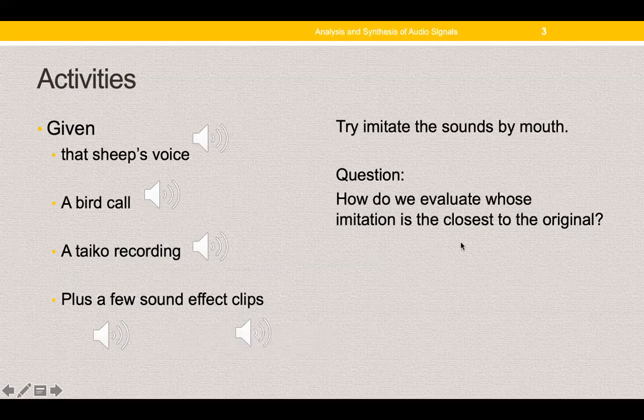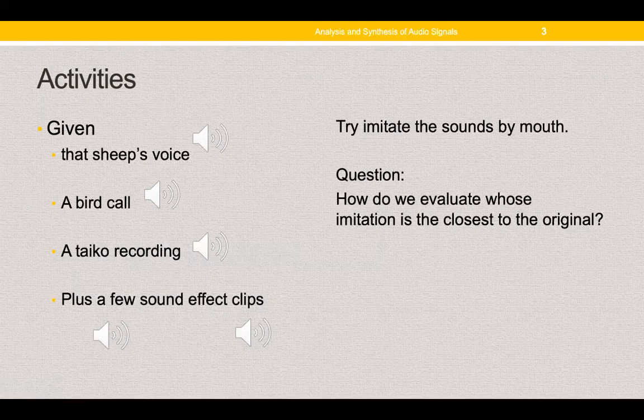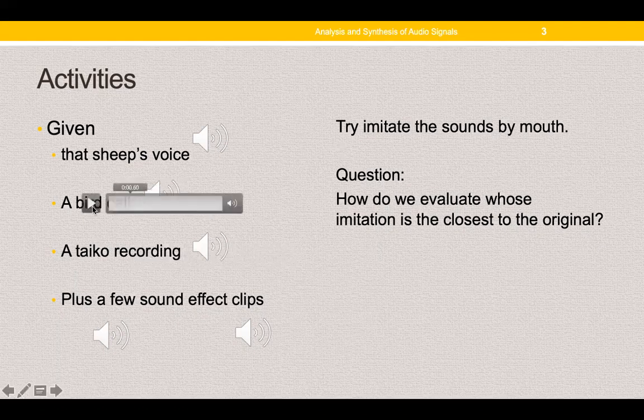I believe some are harder and some are easier. But as much as you feel comfortable, please try to imitate the sound by mouth. One question may be, can I whistle? Does whistling count? I think yes, especially if you find it hard to mimic the sound of this bird call. Anything that you produce by mouth is okay. That's the rule.